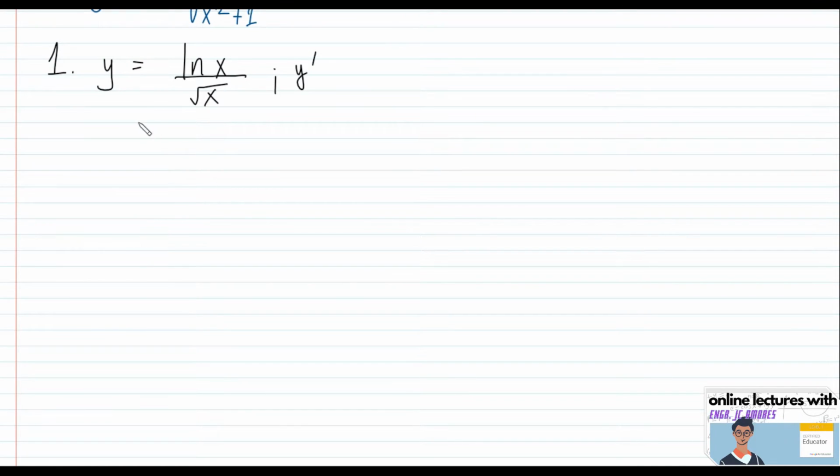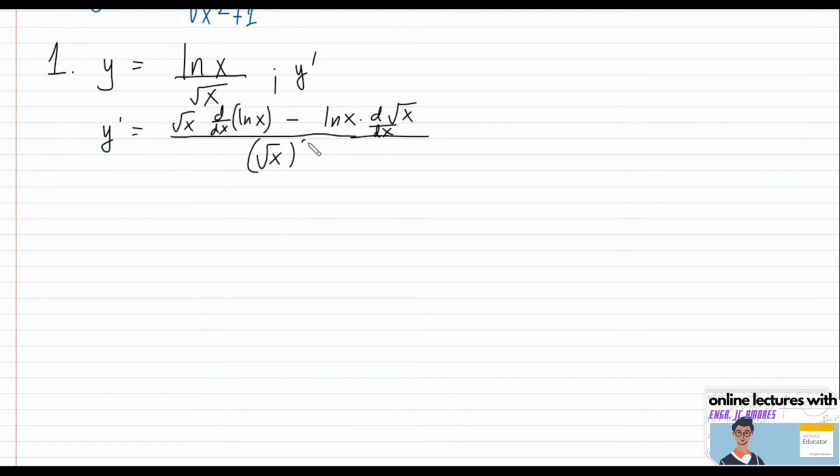First problem, we have y is equal to ln x over the square root of x, and we have to solve for the first derivative, y prime, or the derivative of y with respect to x. The first formula that we are going to apply is the derivative of a quotient. So we have square root of x times the derivative with respect to x of ln x, minus ln x times the derivative of the square root of x, all over the square root of x squared.